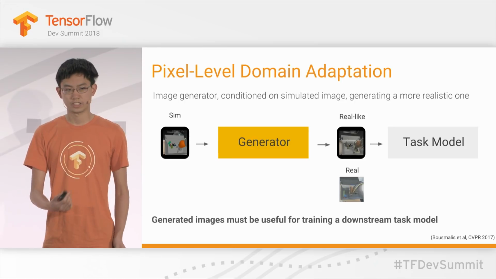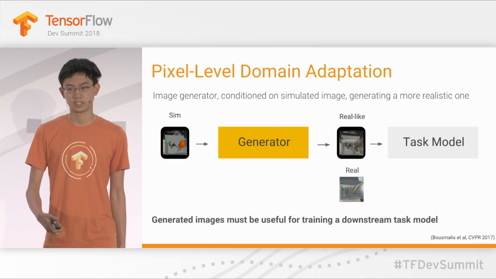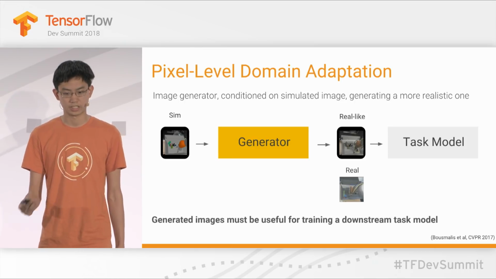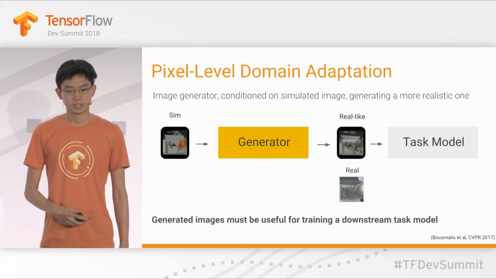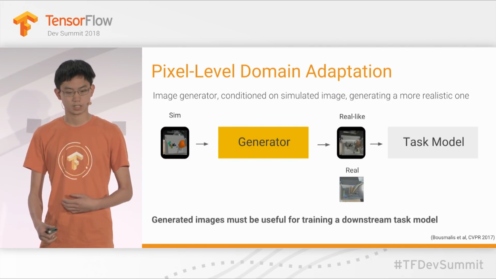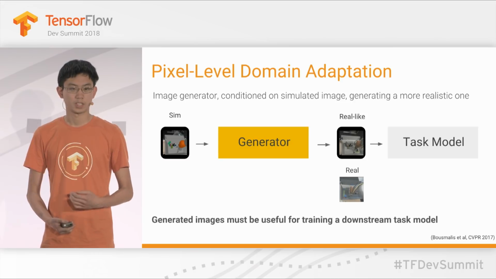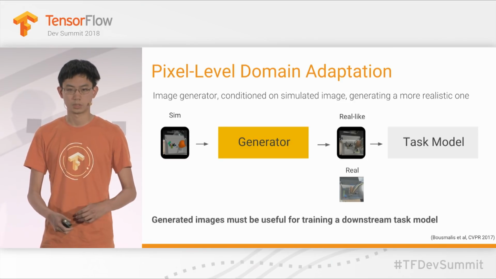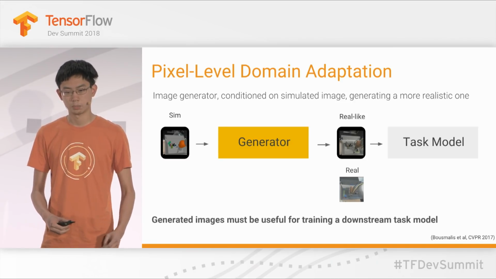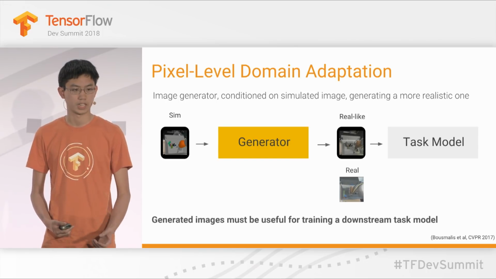And then we're going to use the output of this generator to train whatever task model that we want to train. Now, we're going to train both the generator and the task model at the same time. We found that in practice, this was useful because it helps ground the generator output to be useful for actually training your downstream task.